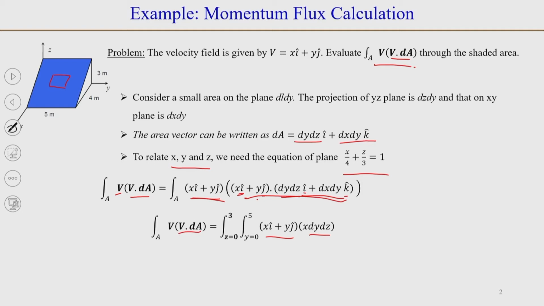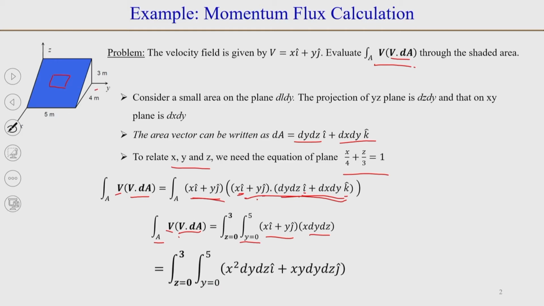There it was only v dot dA, so it was a scalar quantity. But now we have this scalar quantity v dot dA, or volumetric flow rate, multiplied by v, which is a vector. So, this is a vector quantity and we have to integrate it over the area of this plane. If you look at the limits, y goes from 0 to 5 and z goes from 0 to 3, as we can see from here.